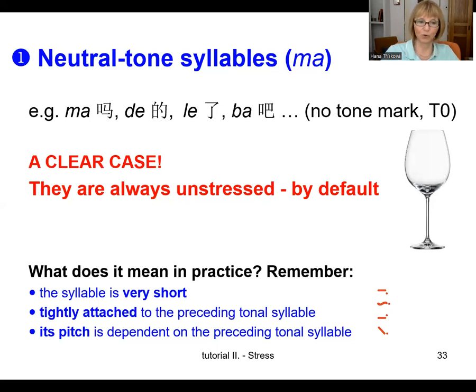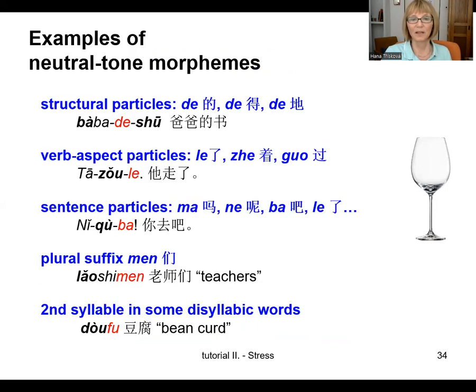Remember, the syllable is very short, it's tightly attached to the preceding tonal syllable, and its pitch is dependent on the preceding tonal syllable and intonation. Here are examples of neutral tone morphemes, actually the most important ones. These are structural particles 的, 得, 地, for instance, 爸爸的书.